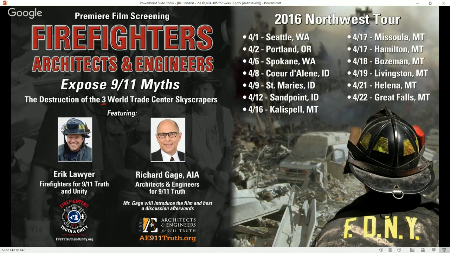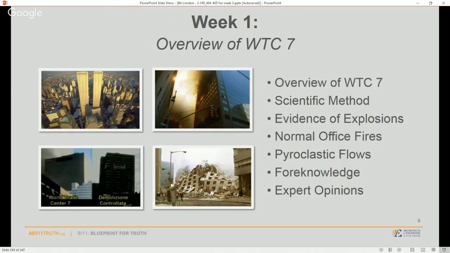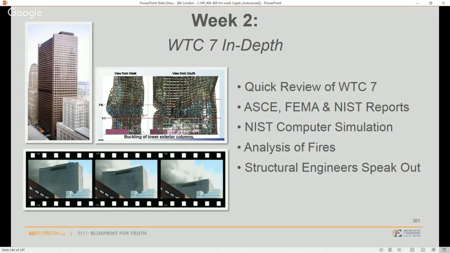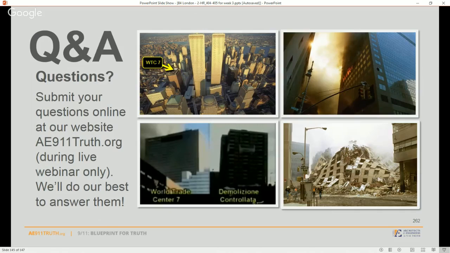Well, today we've looked at an overview of World Trade Center 7. Next week, we go into greater detail with the look at the specific reports that came out of the American Society for Civil Engineers, FEMA, and NIST. NIST's computer simulation, their analysis of the fires, their initiation of collapse theory, which we critique and pull apart piece by piece. And look at the structural engineers who are speaking out. So join us for sure next week at this time, 1 p.m.